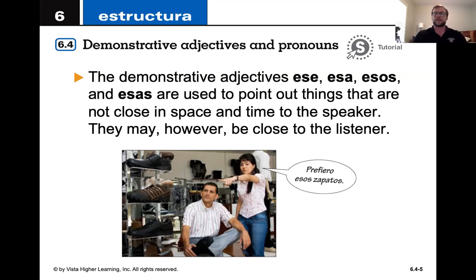Now, we do this in English too, right? You wouldn't say that cup, you'd say this cup, because I have it in my hand, right? Or este control remoto, right?